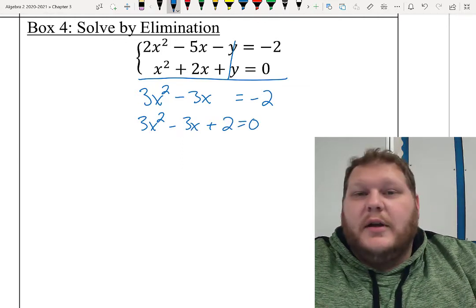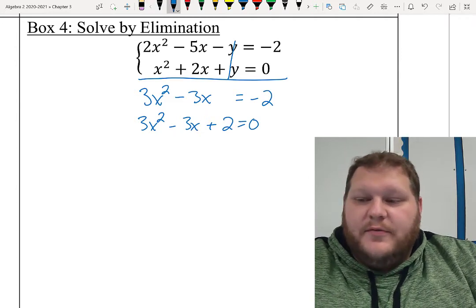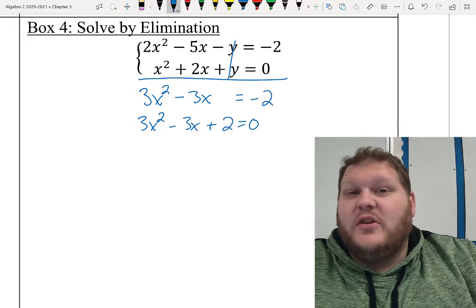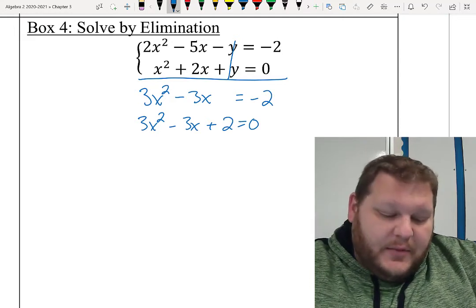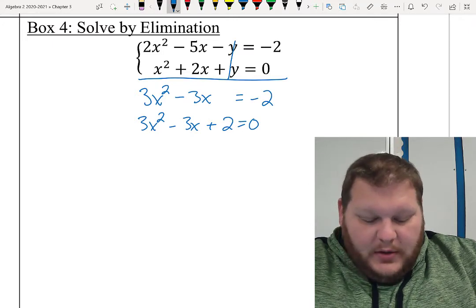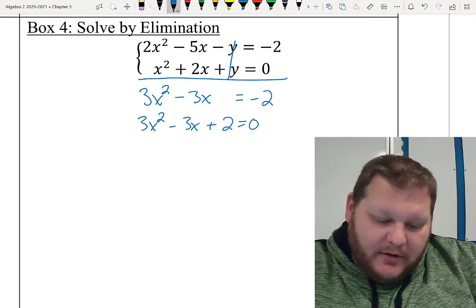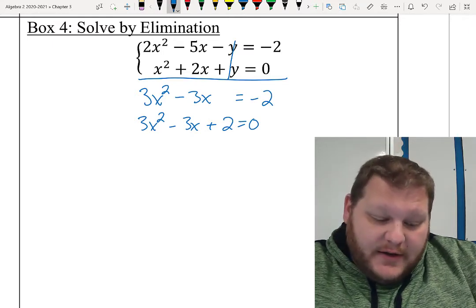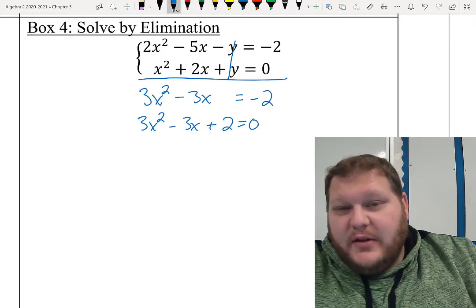So from here, it's up to you which method you want to choose to solve. Let's see. Can't really do regular old school factoring. There's no GCF. So if you wanted to try and factor it, you would have to do X-box factoring.